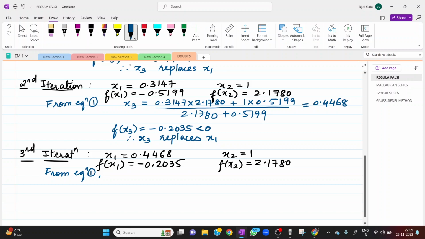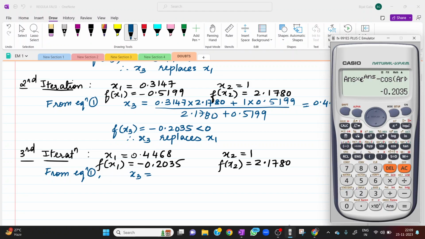ओके, I may not write the equation now. See how I'm going to use a calculator. हिस्ट्री में जाके सिर्फ वैल्यूज चेंज करेंगे. ठीक है, 2.1780 एज इट इज है. 5 पॉइंट इसकी जगह पे मेरी वैल्यू अब है 0.2035. न्यूमरेटर में भी ये 5199 की जगह पे 2035. आगे बढ़ के उसके साथ मल्टीप्लाइड है 1 अगेन एंड ये एज इट इज इसकी जगह पे आ जाएगा 0.4468. So now let's calculate 0.4941.